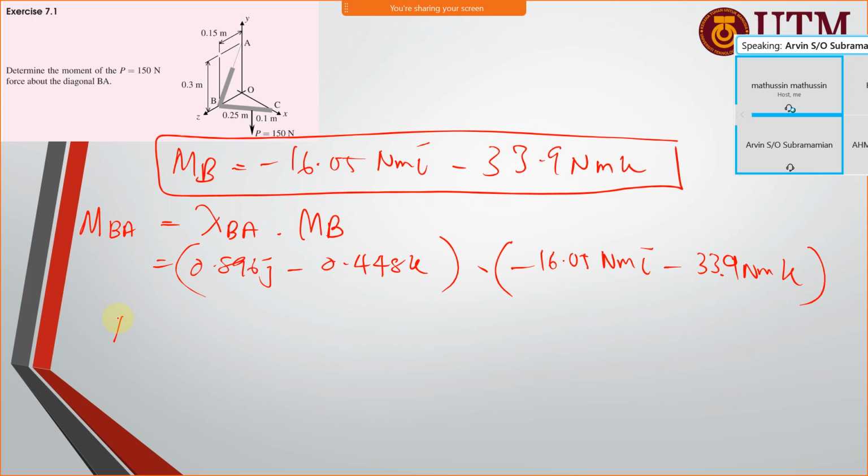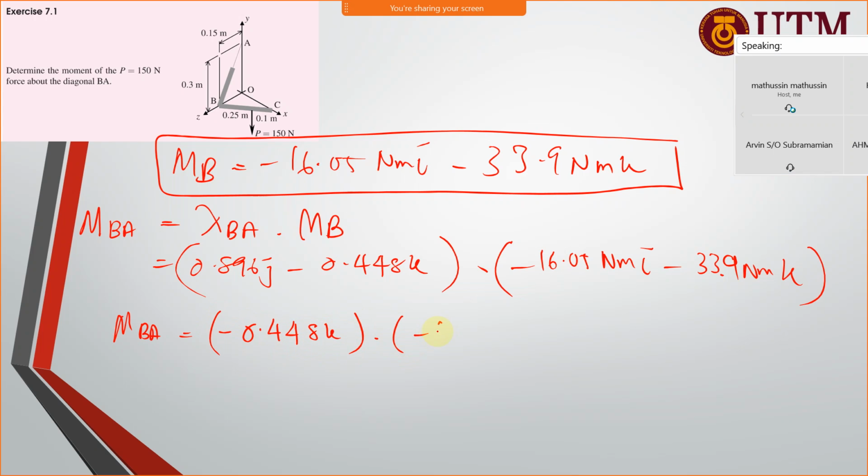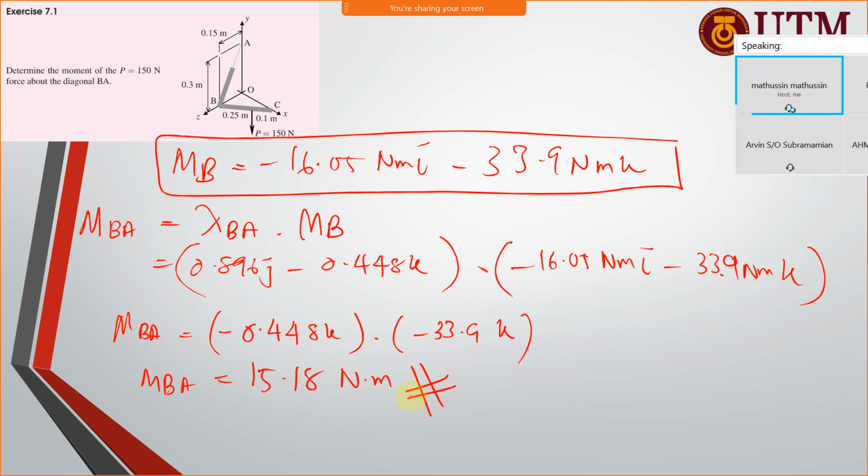So kita akan dapat MBA sama dengan negatif 0.448k dot with negatif 33.9k. So jawapan must be 0.448 darab 33.9, 15.18. 15.18 Newton meter. So that is our answer.